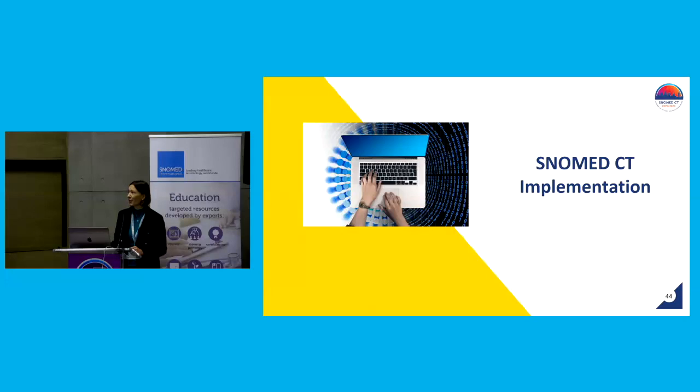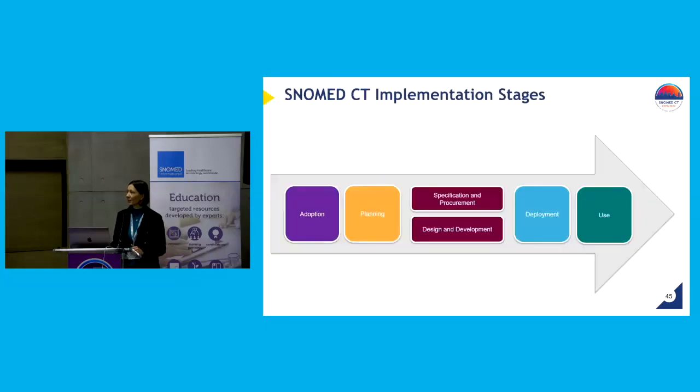Now I just want to go through, we've talked about the features and what you can do about customizing it, but the key thing is we want to get SNOMED CT implemented in health records. And there are lots of stages when you're thinking about a SNOMED CT implementation. So we've got the strategic stages where we're thinking about the adoption and planning of SNOMED CT. So you've made that decision, you want to adopt SNOMED CT, but what are the strategic processes that you're going to do? What's needed from that perspective? What tools, what services, what resources you might need?